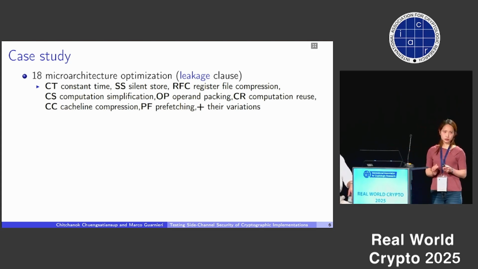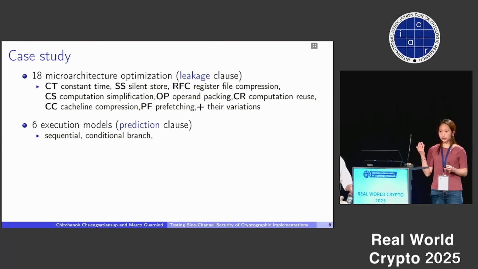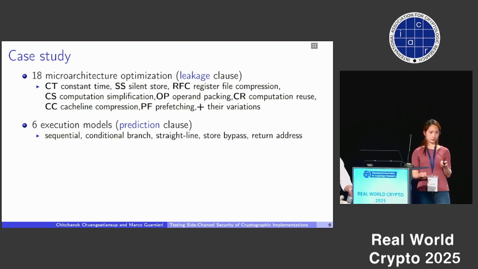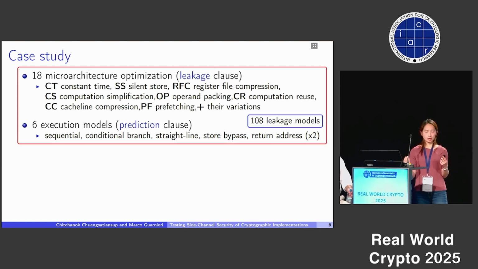Aside from the leakage clause, we need to specify another thing, which is the prediction clause. In our evaluation, we consider 6 execution models. The first one, as a baseline, is sequential, or no prediction or speculation at all. And the remaining 5 are about speculation: conditional branch, straight line speculation, store bypass speculation, and return address speculation, for which we actually model 2 variants. So in total, we have 6. If we consider all these together, in total, we consider 108 leakage models.